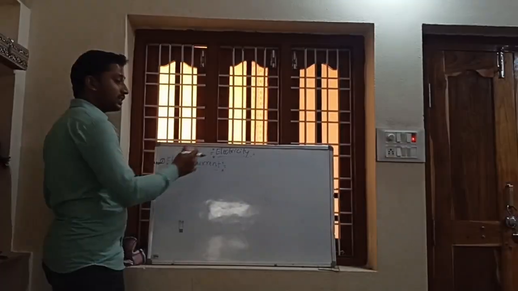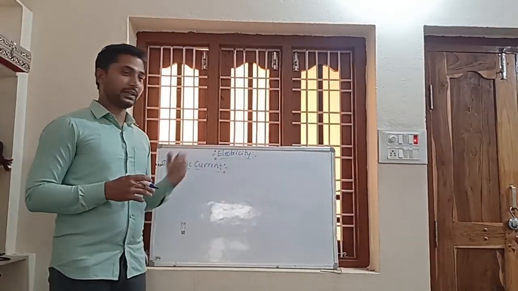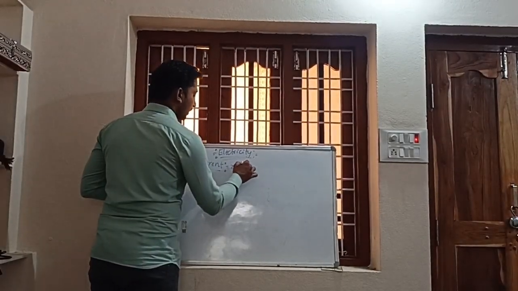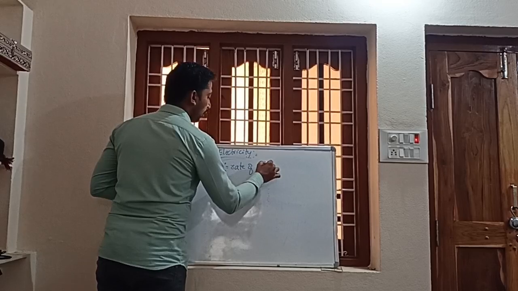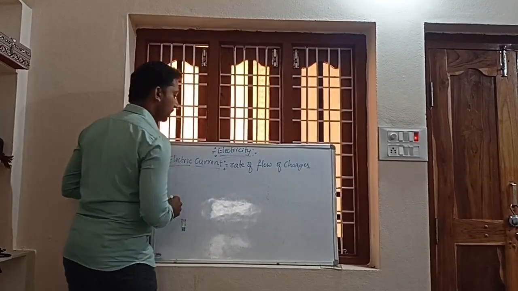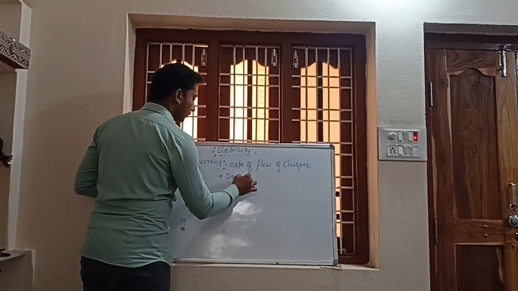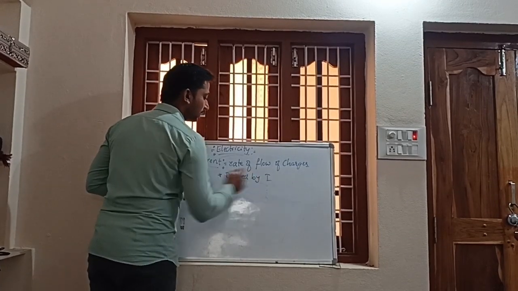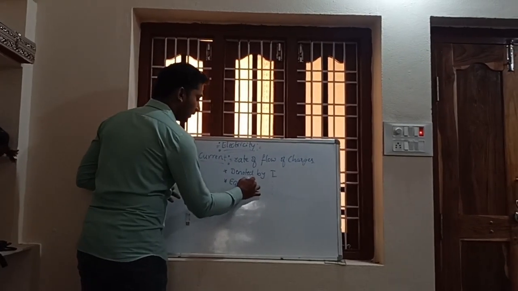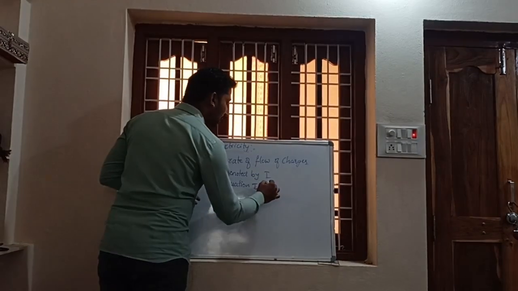Similarly, if charges are flowing in an electric circuit, that is called electric current. But how to define electric current? It's the rate of flow of charges, and it is denoted by capital I. We have an equation for this electric current.